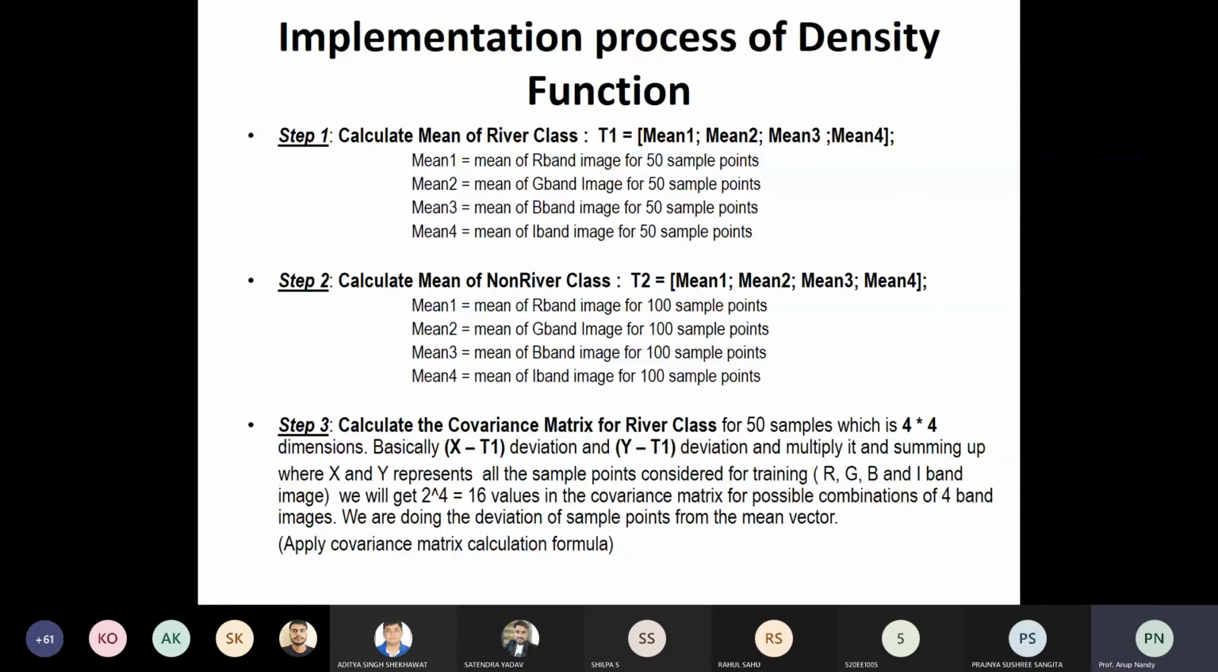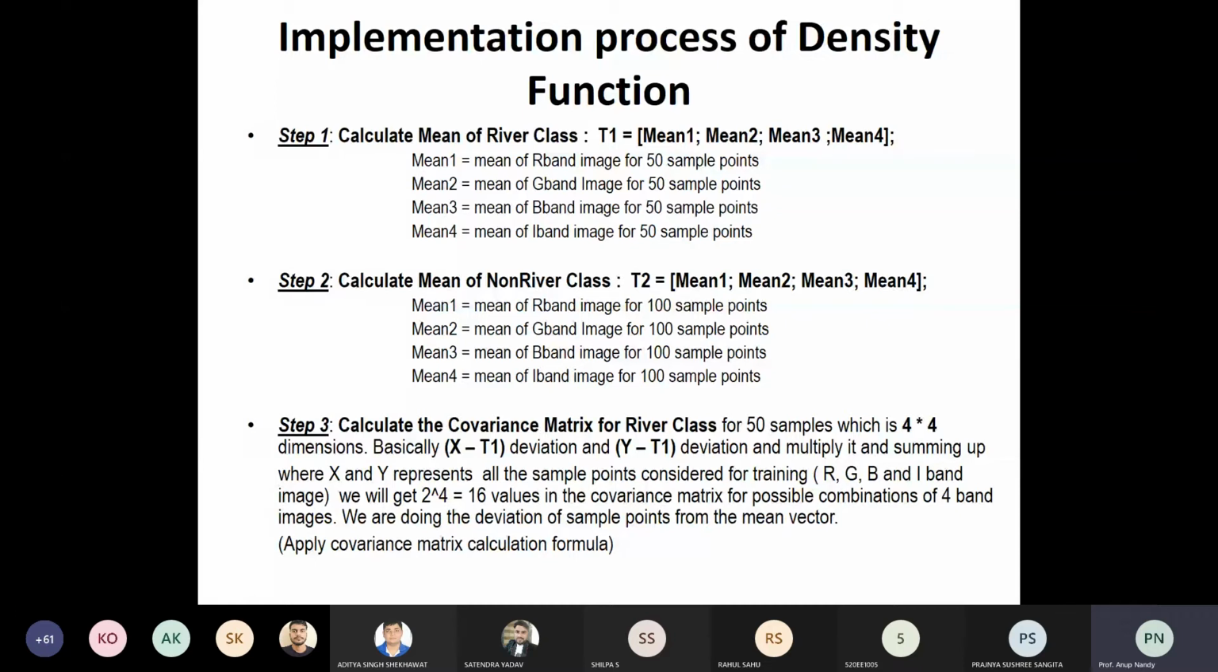Step number 3, you have to calculate the covariance matrix, because as you can see, there is a determinant of sigma to the power half and there is a sigma inverse. So calculate the covariance matrix for the river class of 50 samples. Obviously the size of the covariance matrix will be 4 cross 4, because it depends on the dimension of the feature vector, which is 4. Basically, you know the formula of the covariance matrix, x minus mu into y minus mu, that you have already seen.